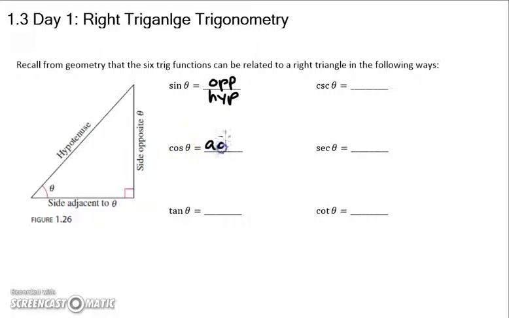Cosine is going to be the adjacent side over the hypotenuse. And then tangent is going to be the opposite over the adjacent. So that's your SOHCAHTOA stuff.